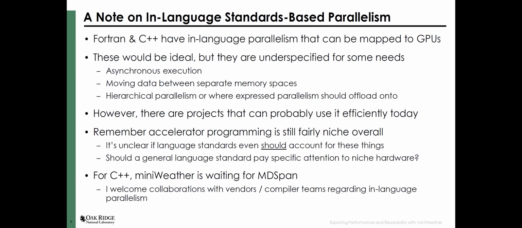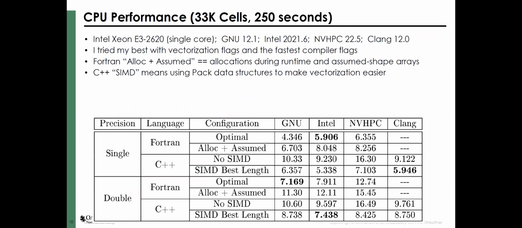And I'm really hoping to get a miniWeather version that uses C++ standards-based parallelism. And Jeff Larkin has kindly created a pull request that does it so far. But before we merge it in, I'd really like to have ND span so we can have an expression of a multi-dimensional array so they can look somewhat similar to the other C++ approach. So CPU performance is really the interesting one.